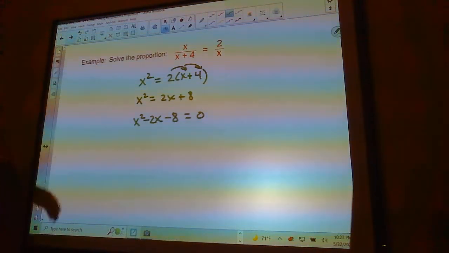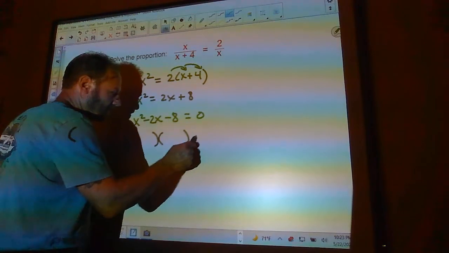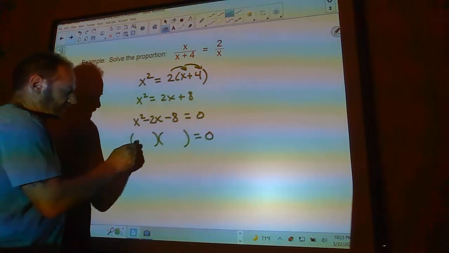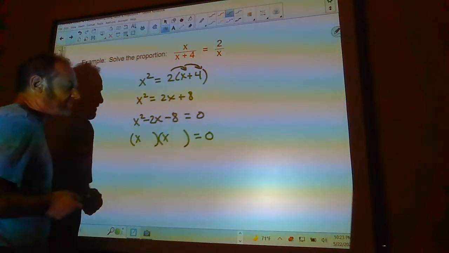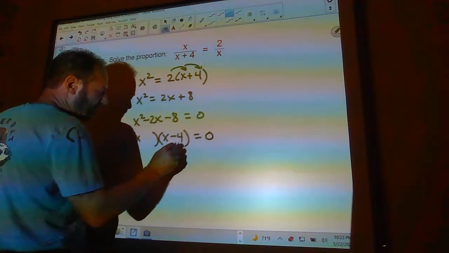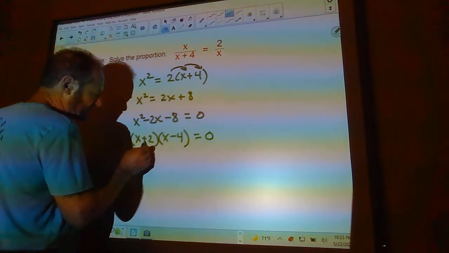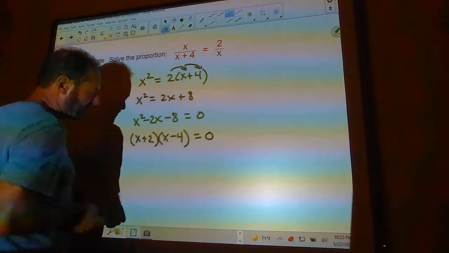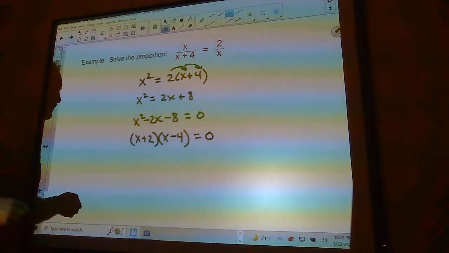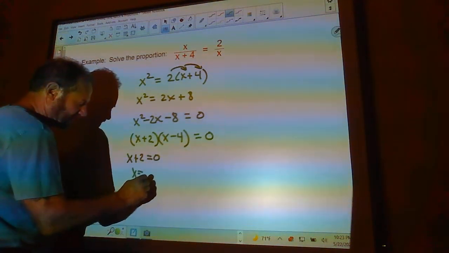This is just a quadratic equation, which I can solve by factoring. Okay, so my x goes here and here. I need factors of 8 that add to negative 2. How about we make this negative 4 and positive 2. Always check that the signs work, so a positive times a negative is a negative, so there we go. This tells me that x plus 2 has to equal 0, so x is negative 2.